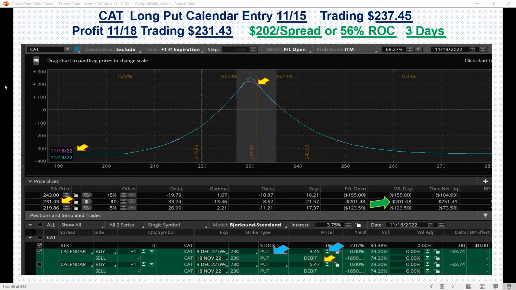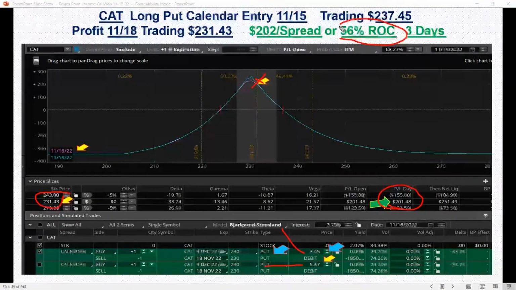And then if you held the trade into Friday, which a number of the members did, it went out up over $200 yesterday. So again, this is all from theta decay and volatility decay or a crush. Here you can see yesterday it was trading at 231.43 going out in the afternoon. So this went from a spread of 345, now is up to 547, so up $202 per spread on that risk of 345. Now it's a 56% return.